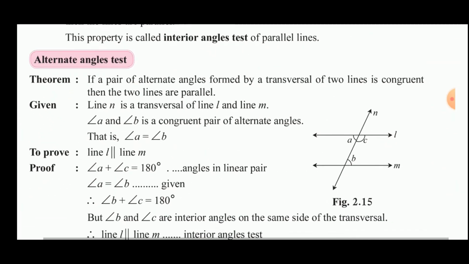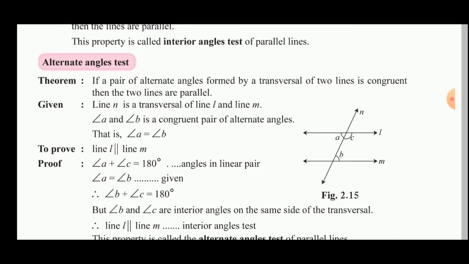Now the next is the alternate angles test. If the pair of alternate angles formed by the transversal of two lines is congruent, then the two lines are parallel. Now line N is the transversal of the lines L and M. Angle A and angle B are a congruent pair of alternate angles. That is, angle A equals angle B. Now you have to prove line L is parallel to line M.